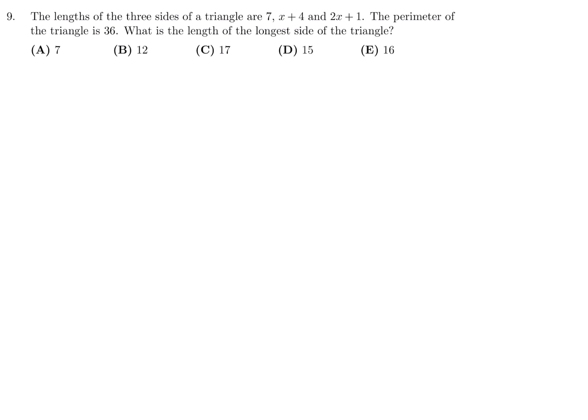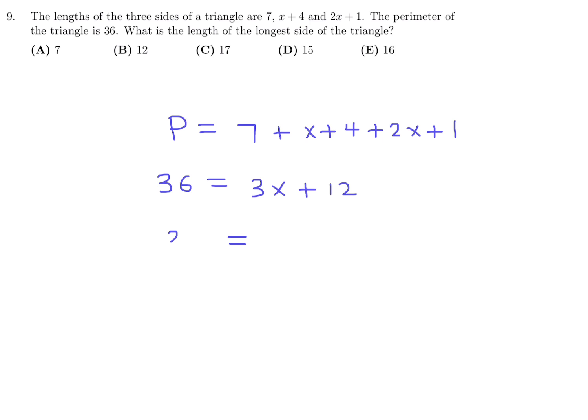The lengths of 3 sides of a triangle are 7, x plus 4, and 2x plus 1. The perimeter of the triangle is 36. What is the length of the longest side of the triangle? So the perimeter of this triangle is obviously the sum of the sides, which is 7 plus x plus 4 plus 2x plus 1. And they tell you that perimeter is 36. And then if you add like terms here, we'll get, let's see here, 3x plus 12, right? Solving for x, you get 24 is equal to 3x, and therefore x is equal to 8.